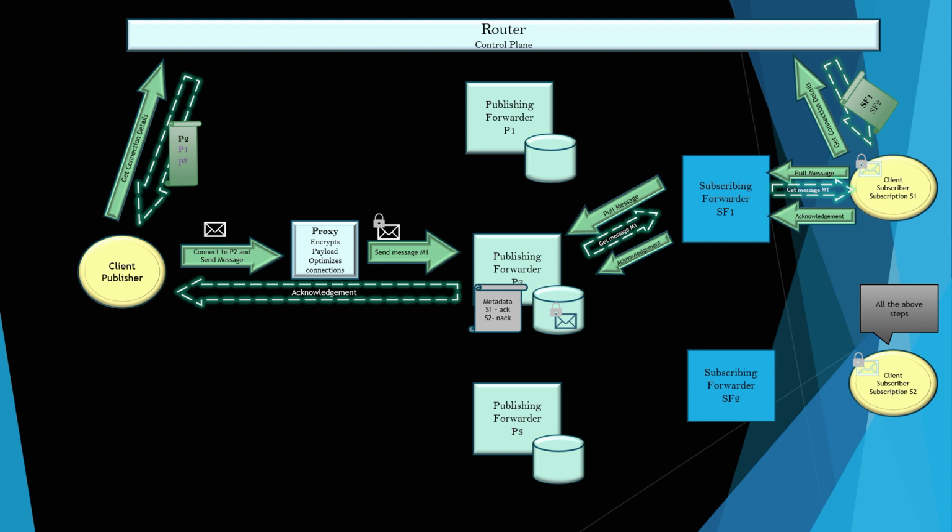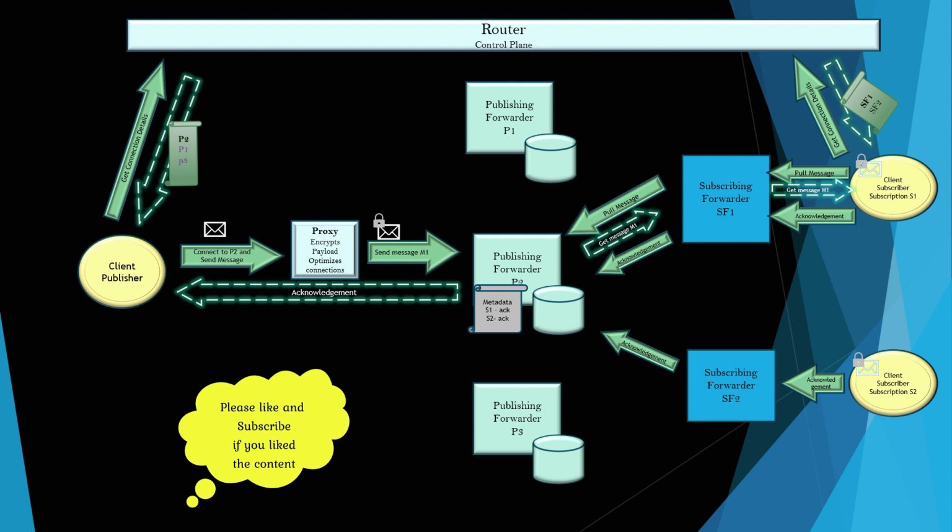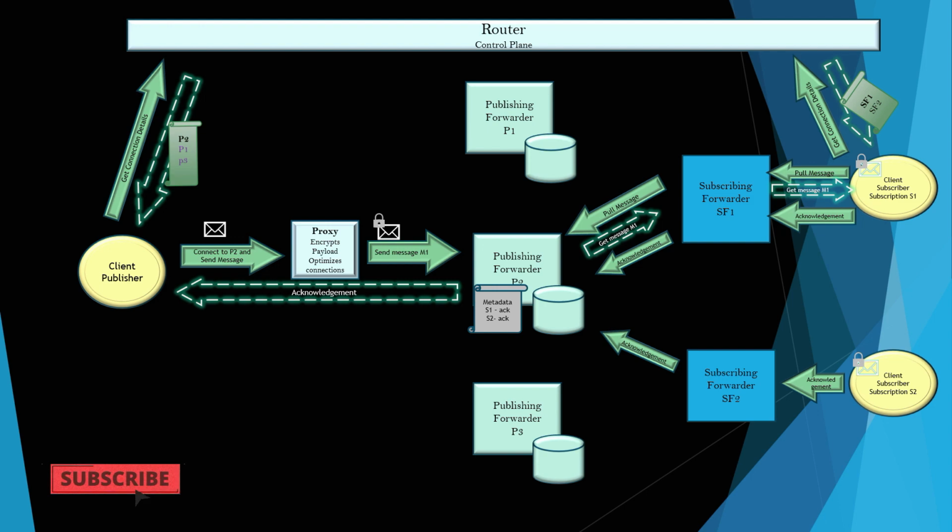The same process will happen for the second subscriber as well. It will do all the above processes and send an acknowledgement to the subscribing forwarder once it receives the message, and the acknowledgement will be sent to the publishing forwarder. Once the publishing forwarder receives the acknowledgement, it will update the metadata. So S1 and S2 have acknowledged, and it has only 2 subscribers, both have acknowledged now, and it will delete the message after that. Now the message sending and receiving process has completed. This is the way a PubSub works internally.